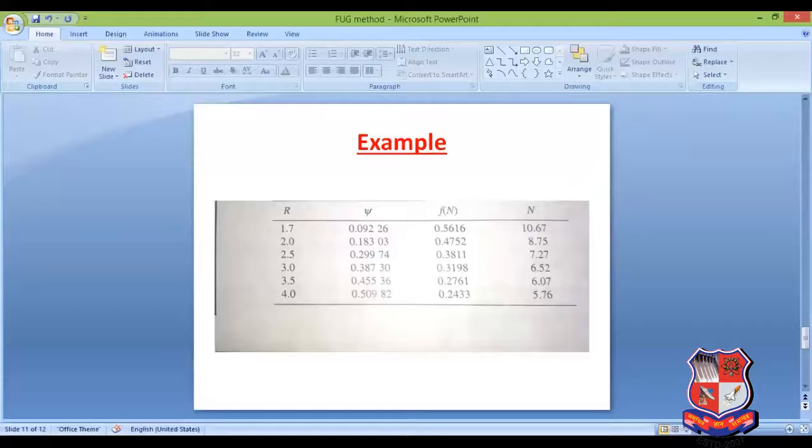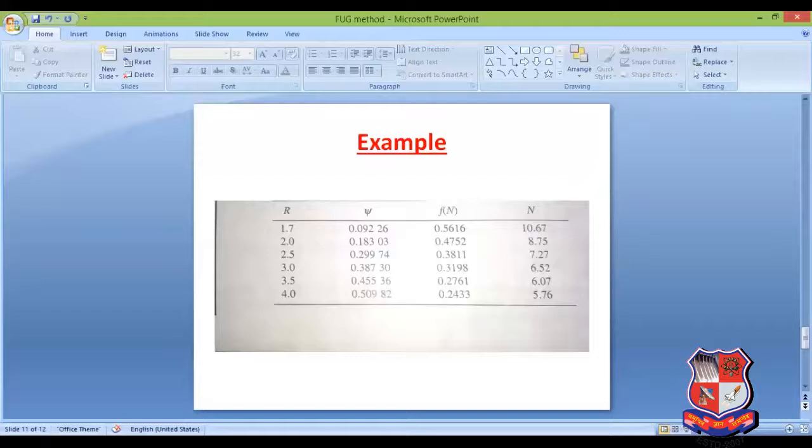See, even if it is 6.01, I should go with 7, because otherwise I will not achieve the desired separation, right? So if you look at R = 1.7, my N is 11. At 2, N should be 9, so my N is reduced by 2. Further ahead, at 2.5, my N should be 8. So from 9, it is 8.